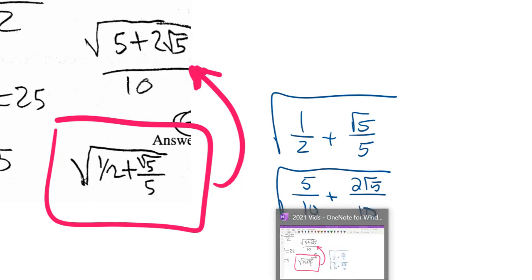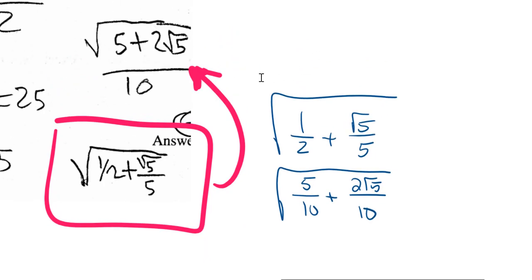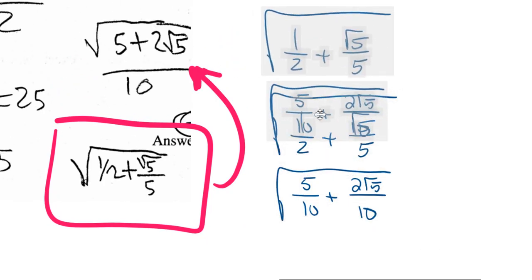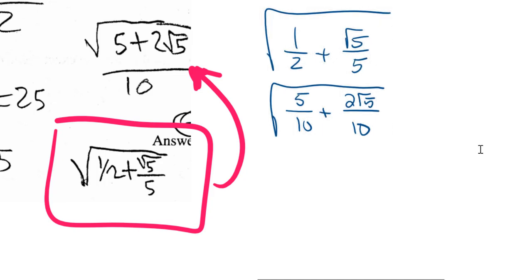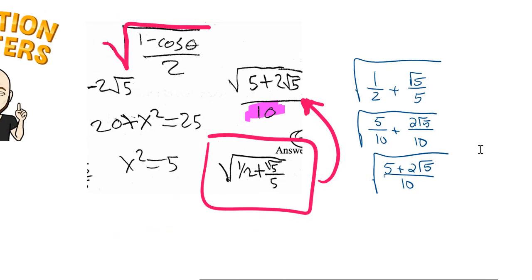Then when you combine that, you'll see that your final answer is going to be 5 plus 2 square root of 5, all of that over 10. But the square root is around the whole thing. If you look at what this student has, the square root does not go to the denominator. So again, come on, notation matters.